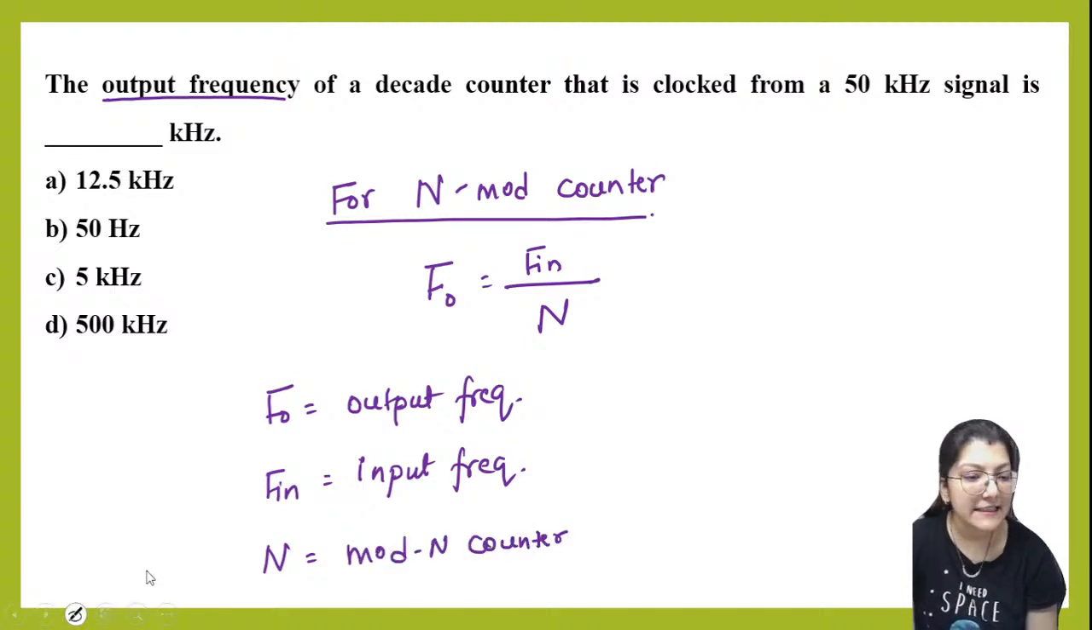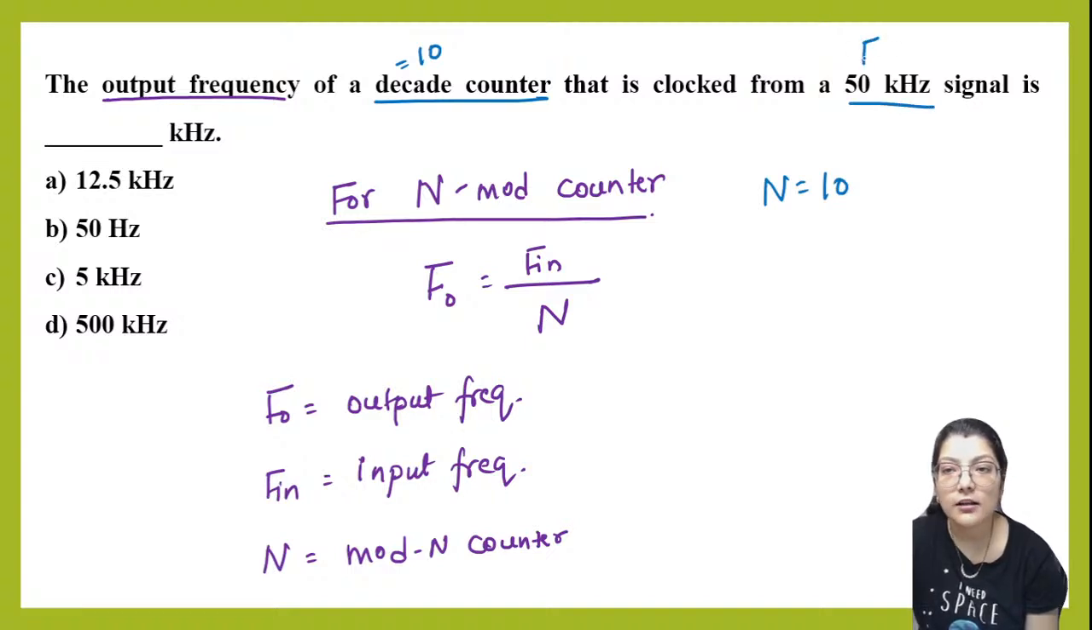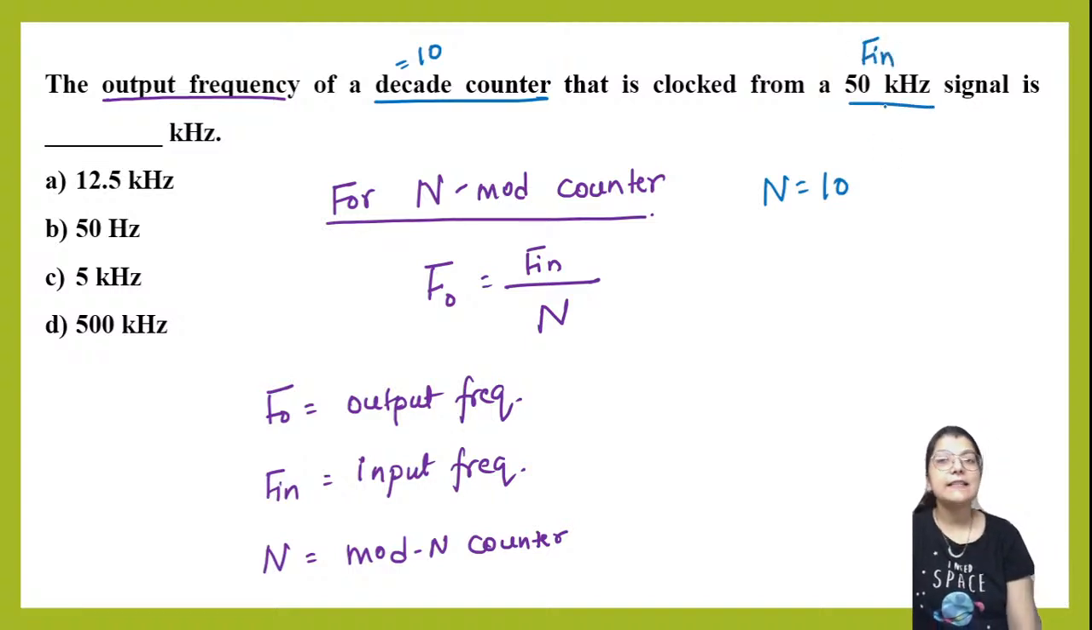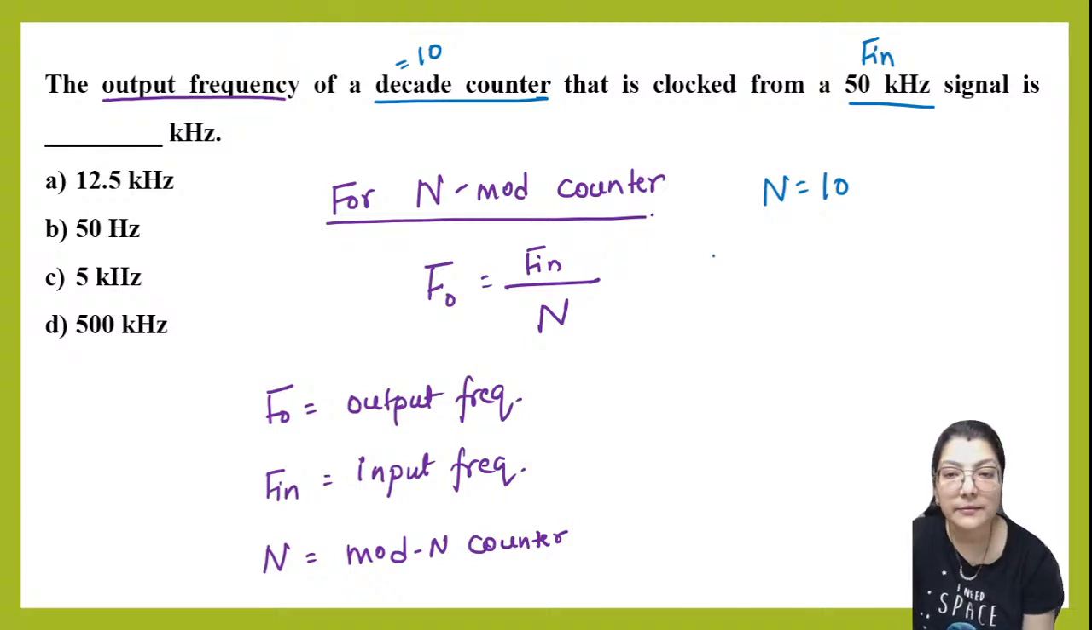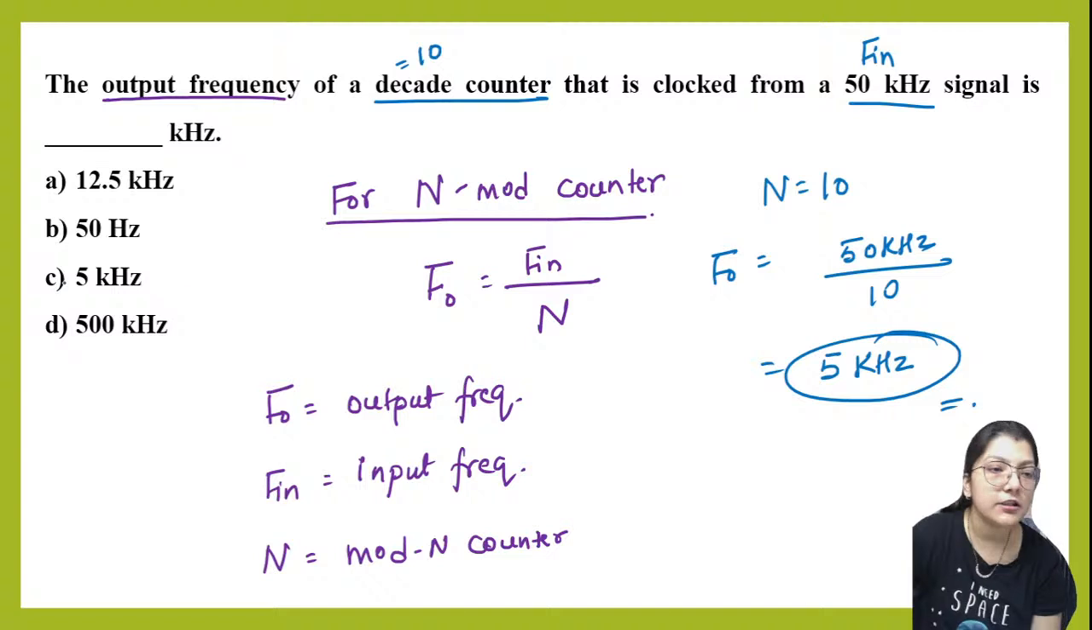Now if you see this question, what is the n value? n is 10. Why? Because it is a decade counter and decade is equal to 10, and it's clocked from a 50 kilohertz signal. So this is your f in, input frequency is 50 kilohertz. So what will be the output frequency? 50 kilohertz divided by 10, that is 5 kilohertz. So the answer is 5 kilohertz, option number C.